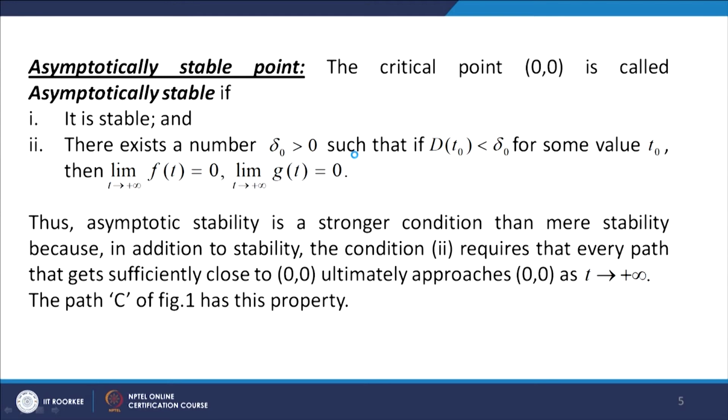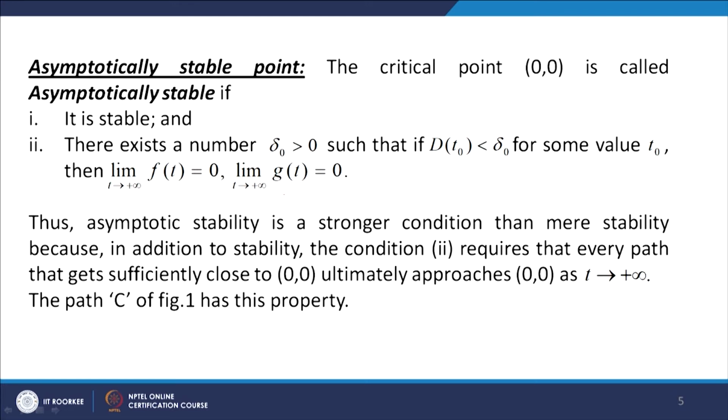Now, let us see asymptotically stable point. This is a stronger condition: the point must be stable and satisfy one more condition. The critical point (0, 0) will be called asymptotically stable if first of all it is stable, and then there should exist a number delta0 greater than 0 such that whenever d(t0) is less than delta0 for some value t0, then the limit of f(t) as t goes to infinity is equal to 0 and the limit of g(t) as t goes to infinity must be 0.